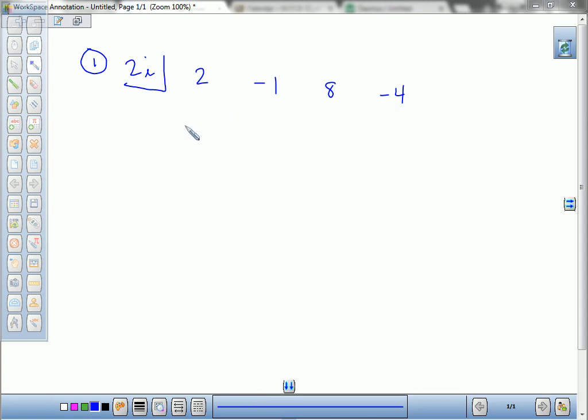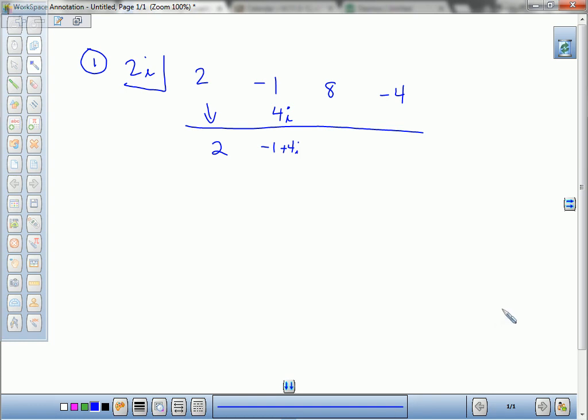Every single time we bring down the first one. And every single time we multiply. But this time we're multiplying 2i times 2, which gives us 4i. And now we add. But when we add -1 and 4i, we can't really put them together. What it makes is a complex number. The real part comes first, the imaginary part comes second. And that's what it looks like.